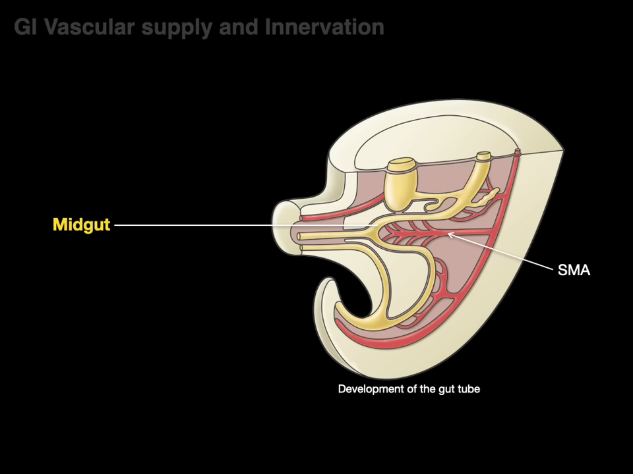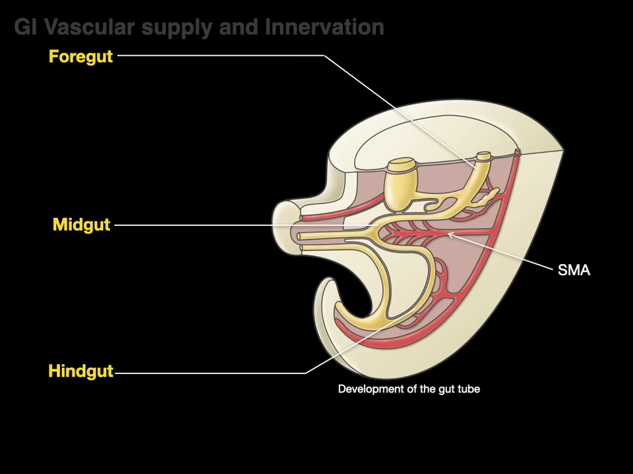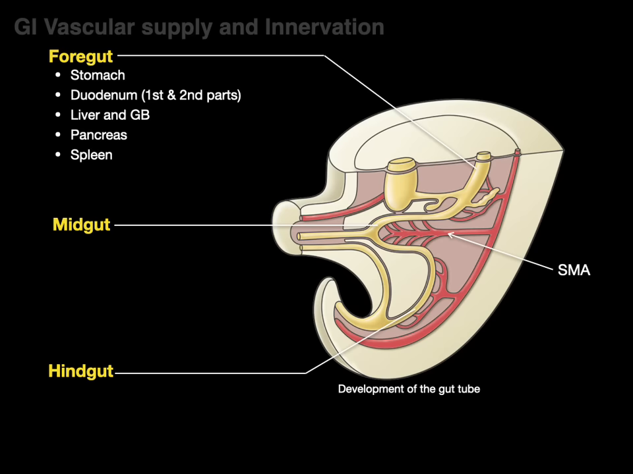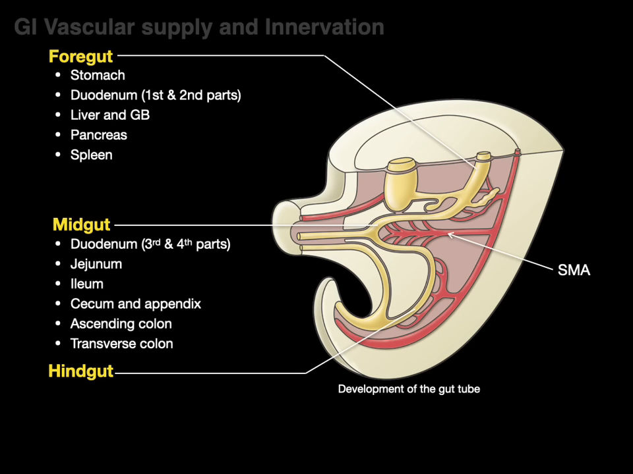And so embryologists said, why don't we call this the middle gut, the midgut? So the part before it's the foregut, and the part after it's called the hindgut. So foregut organs include stomach to the first couple parts of the duodenum and all the accessory digestive glands. The midgut is the third and fourth part of the duodenum all the way to the transverse colon, and the hindgut's transverse colon to the rectum.